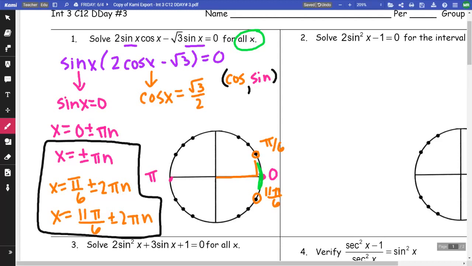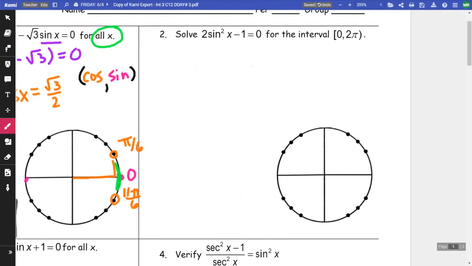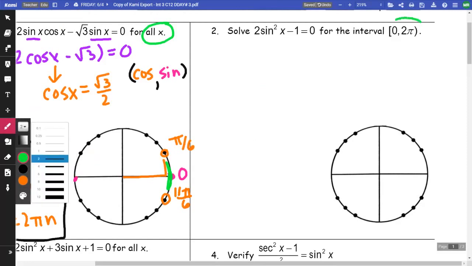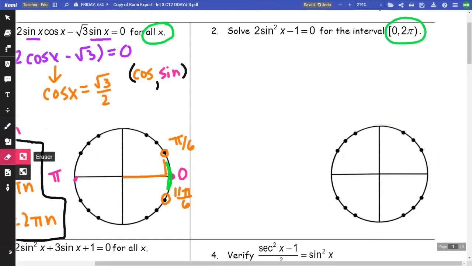Okay, on number 2. This time they're giving us an interval. They want us to go from 0 to 2 pi. So I'm going to start here. I'm looking all the way here to here, but I'm not going to include 2 pi. That's why it's an open bracket. Okay, so that's what I'm looking at.